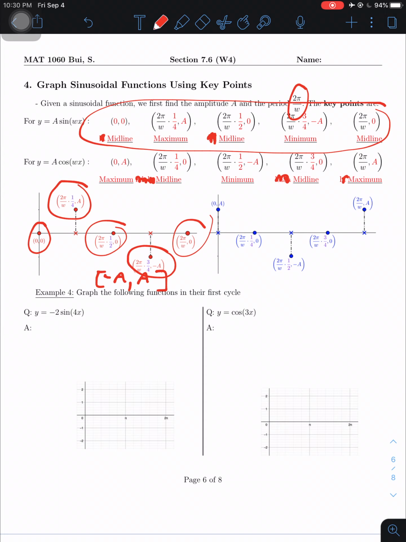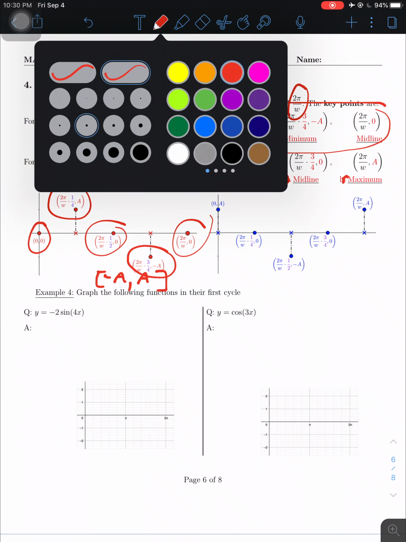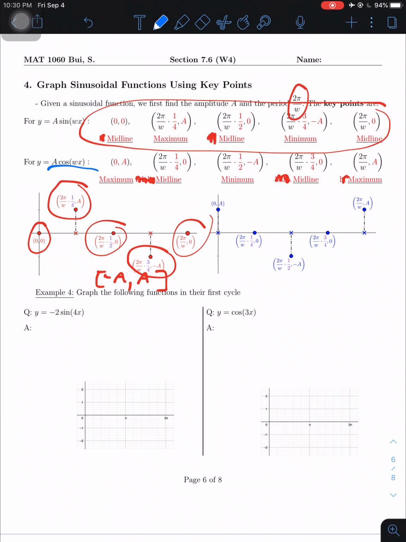Okay, and then for cosine, we're going to have pretty much the same thing. Let me put it in blue. So this one is cosine. The x positions are the same thing. So we start with 0 and we end up with 2 pi divided by omega, or 2 pi divided by w. And each of the gaps in here, we're going to multiply by 1/4, 2/4, and then 3/4. And then as for the y part, because for cosine, it doesn't pass through the origin, we're going to start with the maximum. And then we're going to have the 2 midlines in there.